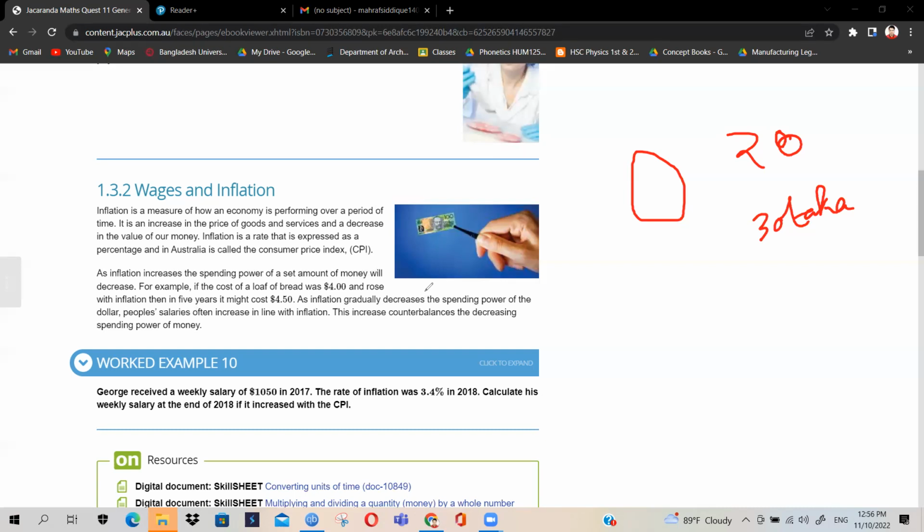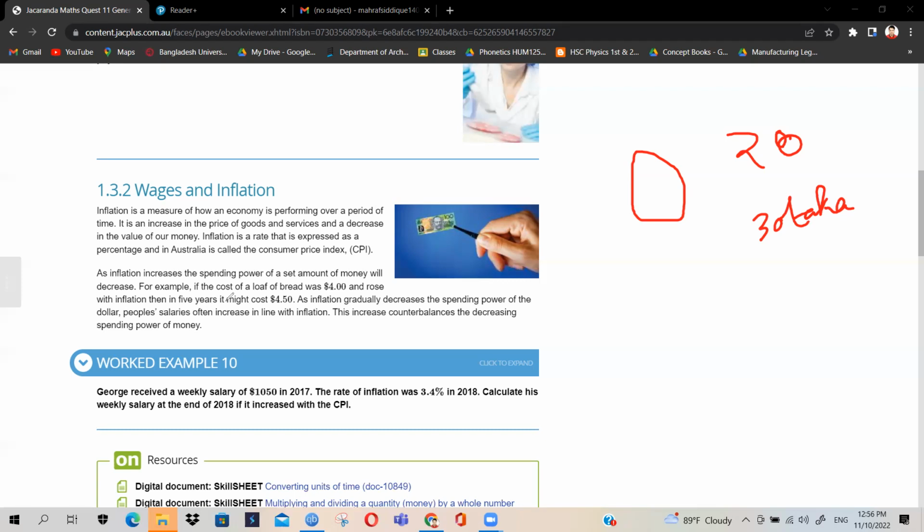Inflation is like a regular occurrence. You cannot go without it. And there are obviously positive effects of inflation as well. But obviously, I am not teaching you economics here. That's true.